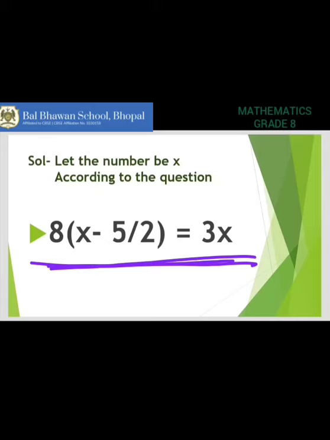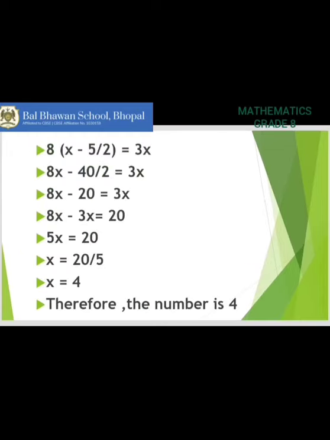And what is our x? x is the number which Amina thought of. So let's see how we can go about it. Now here we are solving the linear equation which we have framed for the given situation. See, this is the equation. Step by step we have to simplify it.